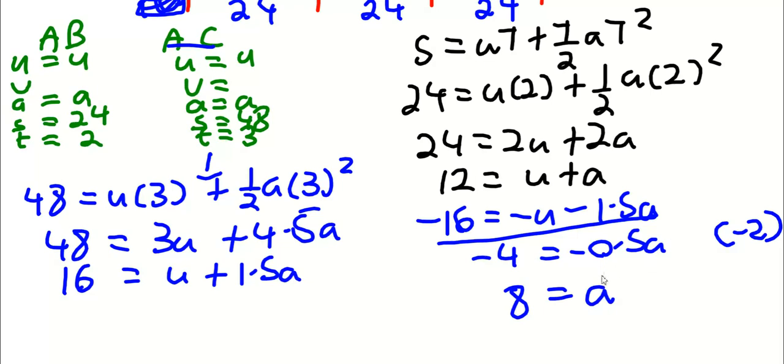Acceleration of 8. Going to grab that, sub it back into the original equation. If the acceleration is 8, that must mean the U value must be 4. Is everybody happy with that?